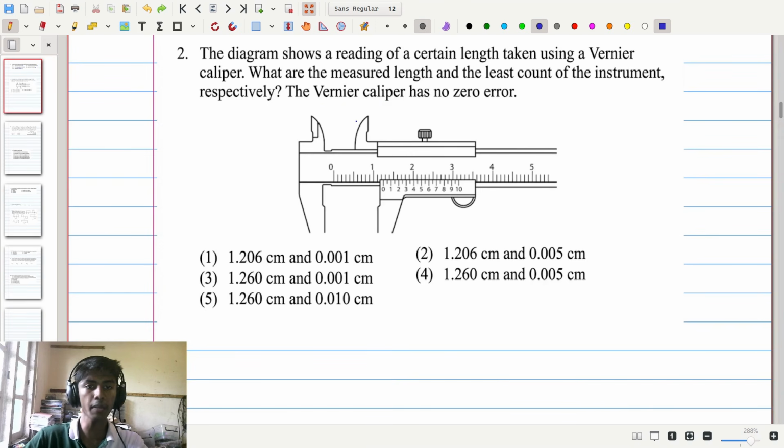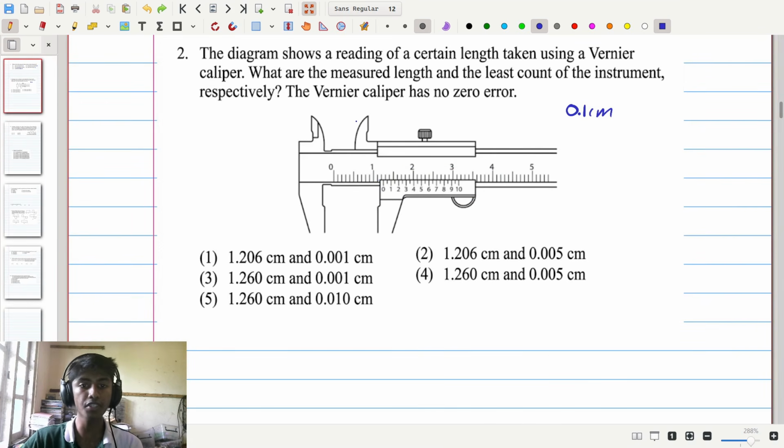Now looking at the vernier caliper, we can see usually in between 0 and 1 we would have 1 centimeter, and here we have 10 small divisions. Therefore on the main scale, 1 division is equal to 0.1 centimeters. Next we look at the vernier scale, we can see we have 10 large divisions. However, in between each of them we have another division. So in between 0 and 1 there's one more division, in between 1 and 2 there's one division, and so on and so forth. So therefore we have 20 divisions on the vernier scale.